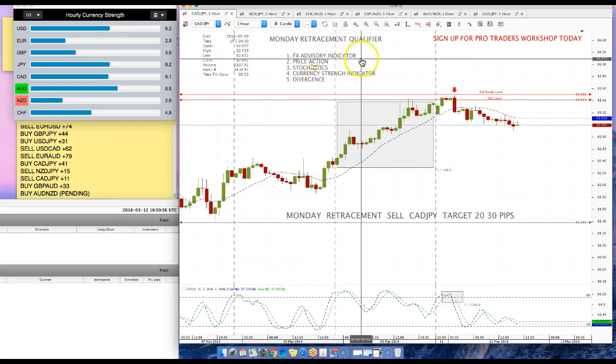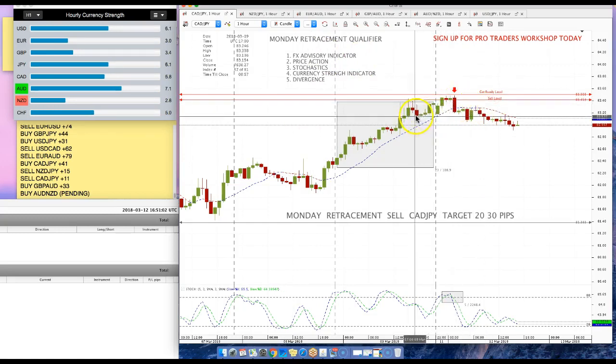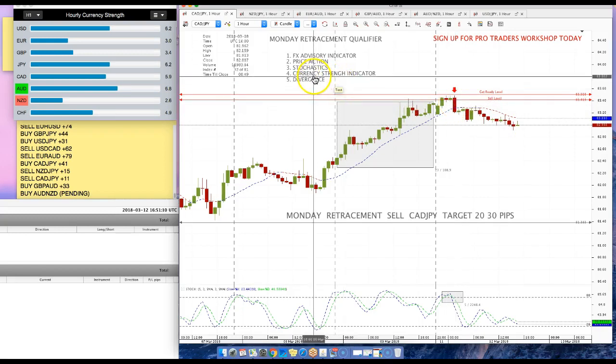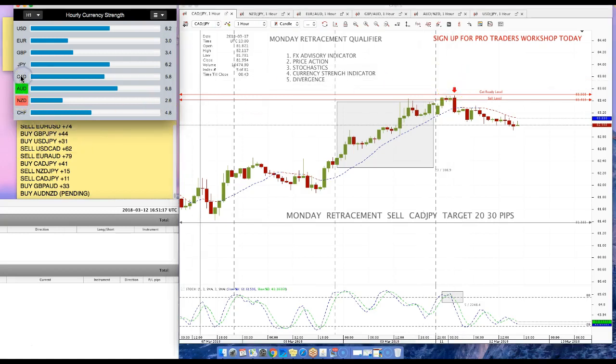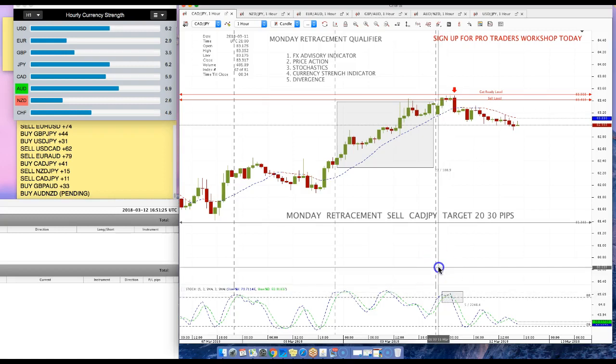I use the FX advisor indicator. The second thing is price action. I need a candlestick pattern that will tell me that the market is finished going in one direction and it's ready to turn around and head the other way. And this bearish engulfing candle gave me that signal. Third, currency strength indicator. At the time this trade was taken, the Canadian dollar was very weak and showing red, and the yen was showing green and was very strong. And lastly, the stochastics indicator was overbought.